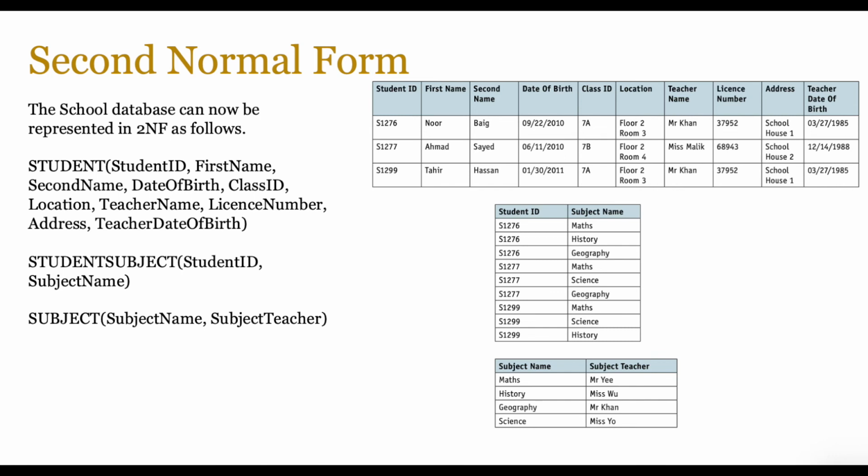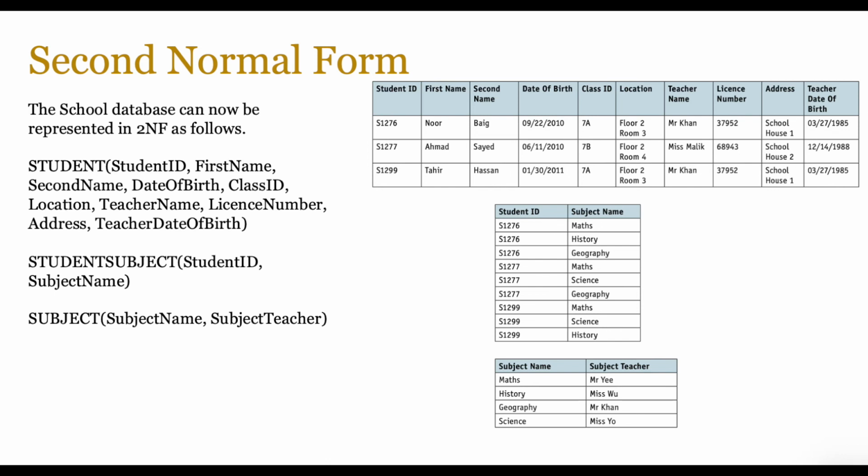So we're going to split that table by introducing a third table called subject. We take the subject teacher and the subject name out, so maths, history, geography, and science, and then we put the relevant subject teachers there. So now the subject teacher depends upon the subject name, and in the middle table, subject name and the student ID are related, and then you can find out what the student's details are in the first table.